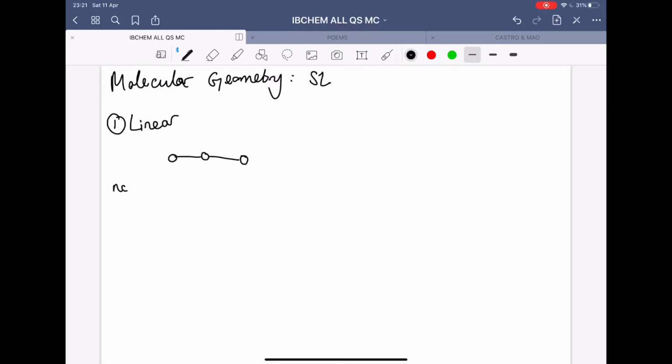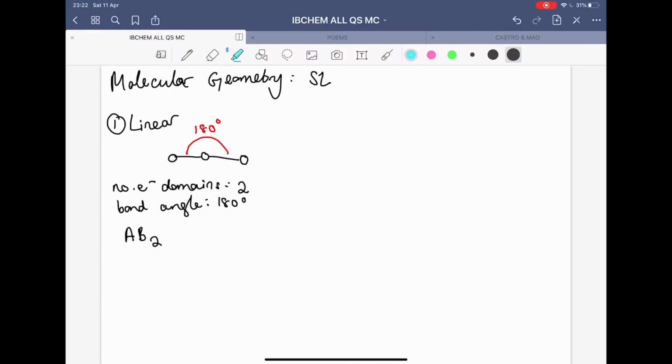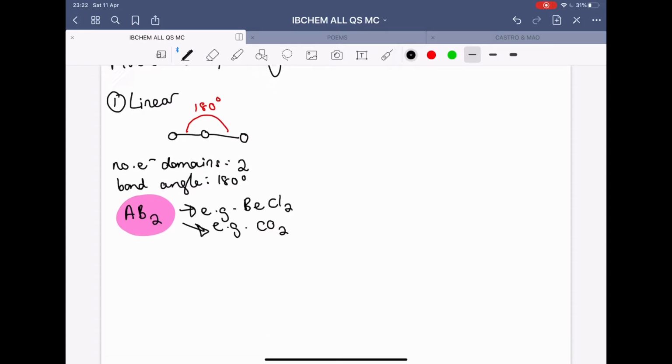So the first geometry we have in the standard level spec is linear. The number of electron domains, electron domains being how many bonded pairs of electrons there are. A bonded pair means that there are 2 electrons being shared, one from each atom. And so every 2 electrons, you get 1 electron domain. You can see the 2 lines coming out of the central atom. The bond angle is 180 degrees, meaning because there are no lone pairs of electrons, it's just a straight line. The basic structure of a linear molecule is AB2, and some examples are BeCl2 and CO2.